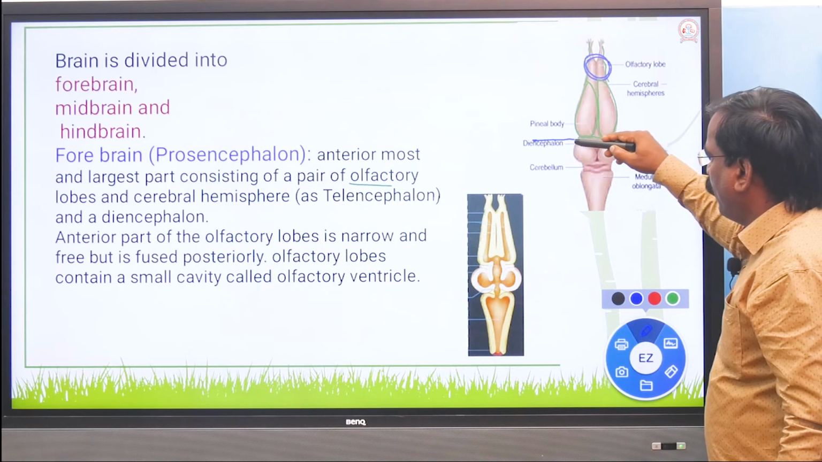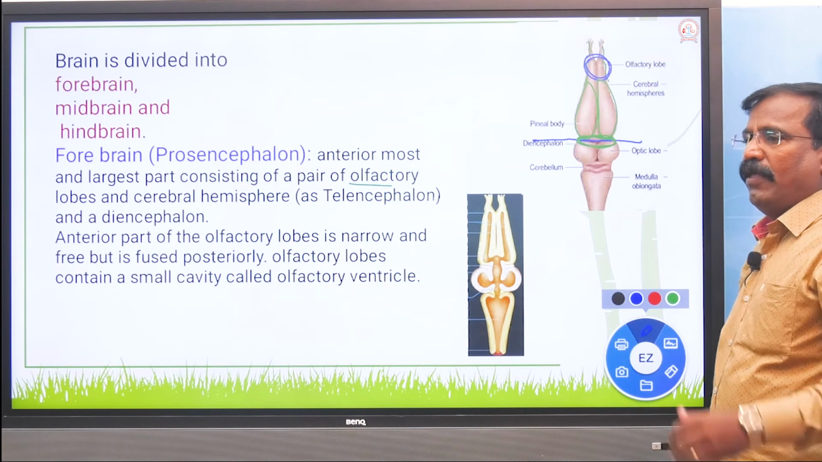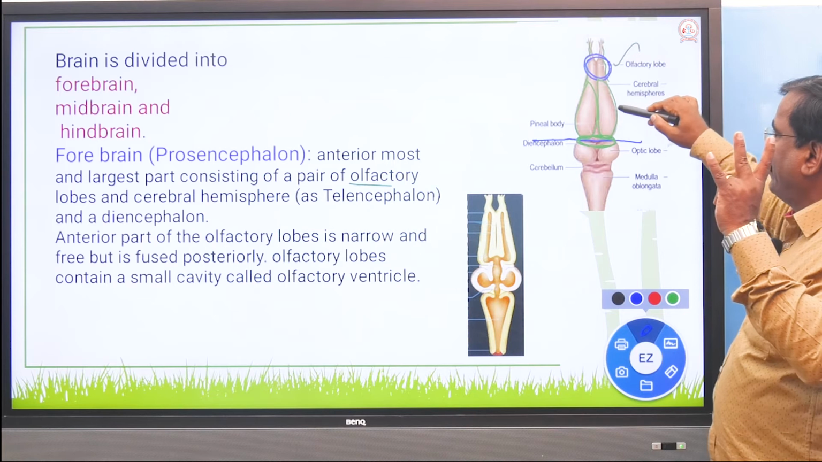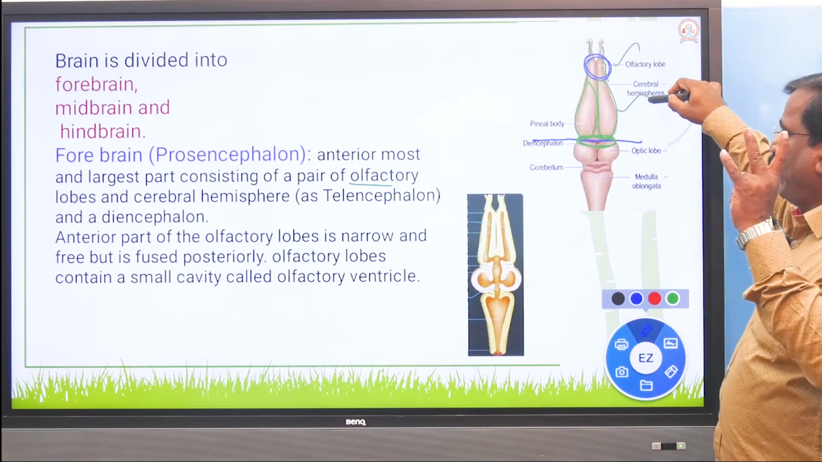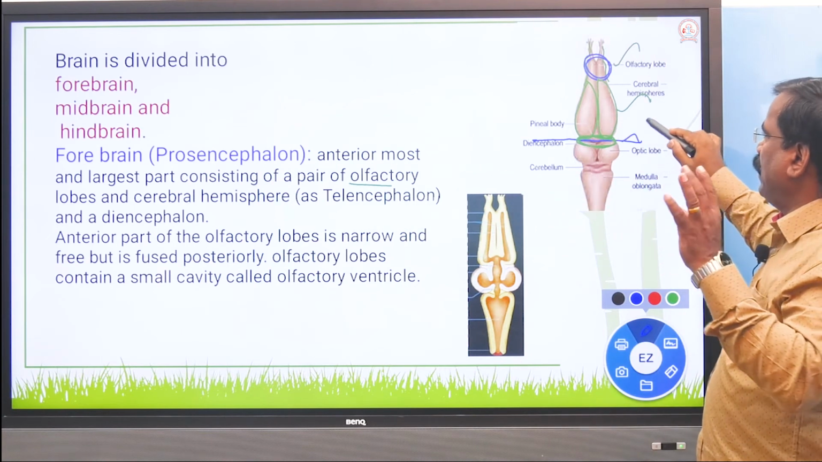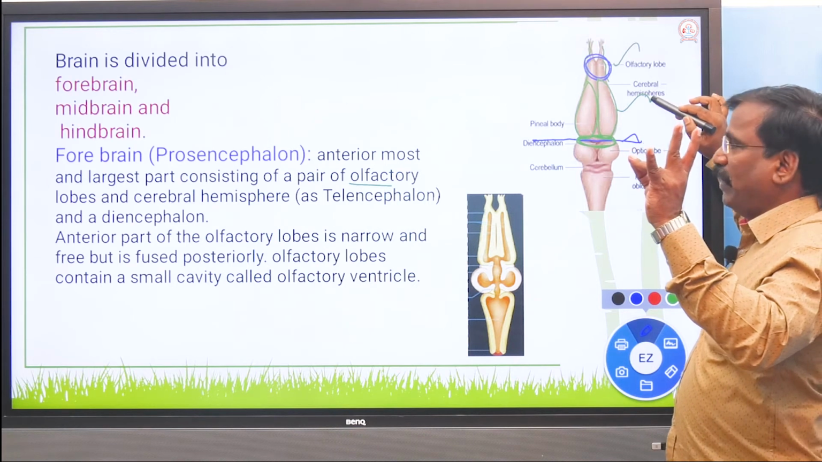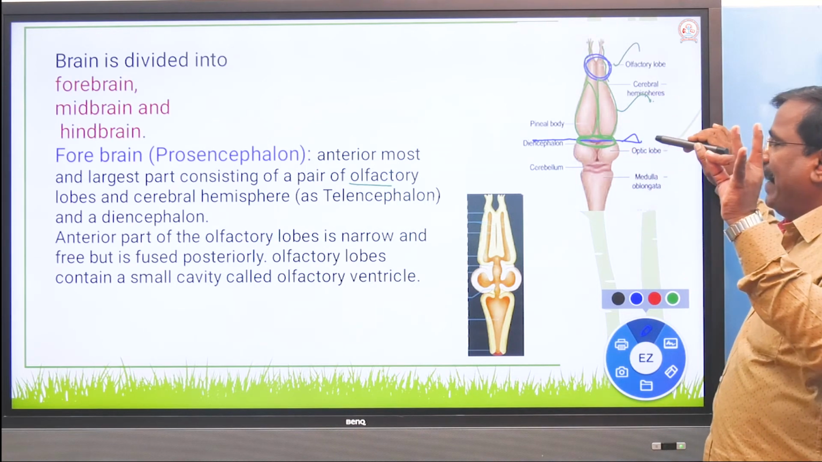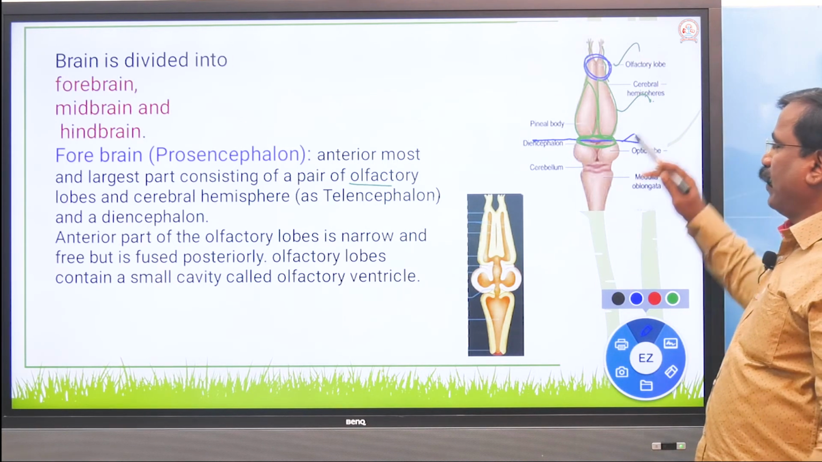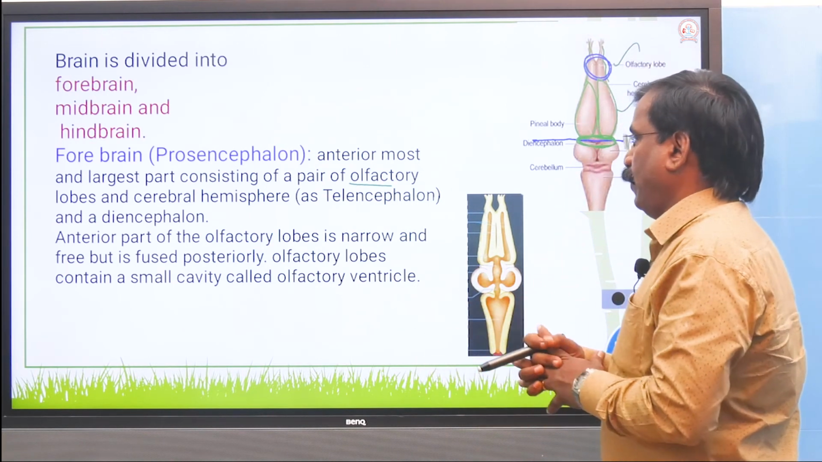Here in the middle is the diencephalon. Understood? So that is the forebrain, which consists of the olfactory lobes and the cerebral hemispheres, which together are called the telencephalon, and the diencephalon. These 3 major parts constitute the forebrain.